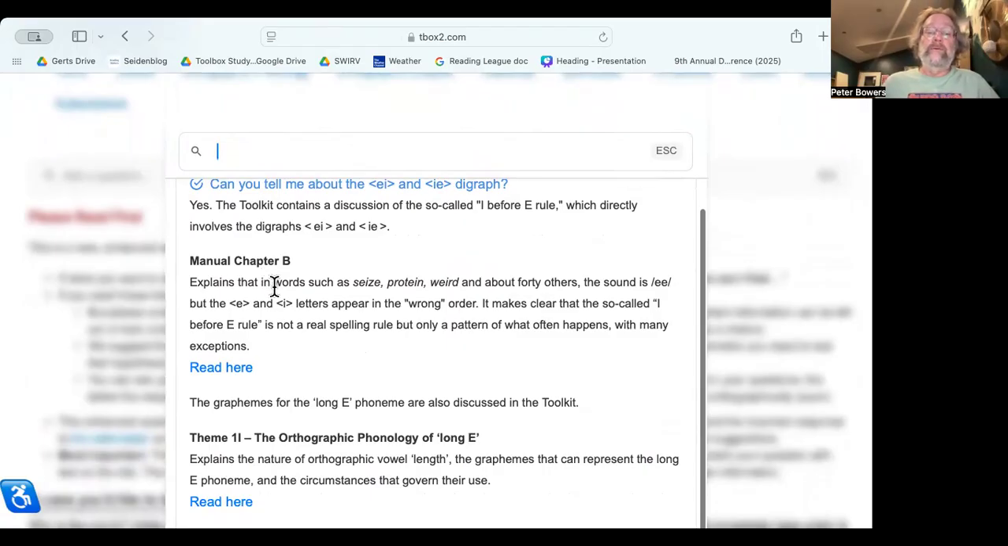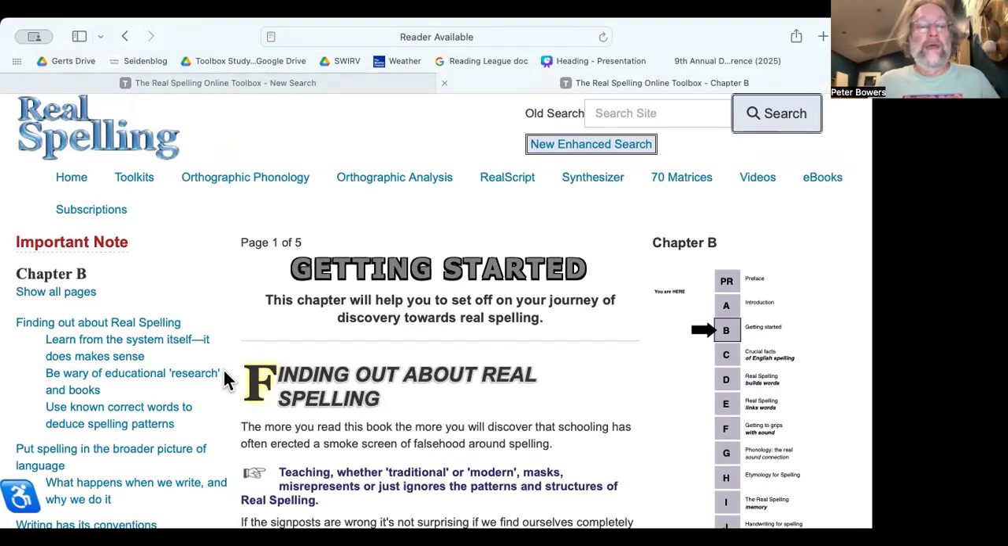Now, the manual in the toolbox is something that I don't think people recognize how important it is. That was the main first thing I read in the toolbox, and it really is a great overview of the whole thing. So now that I subscribe, I can click this. It's going to take me to that part.